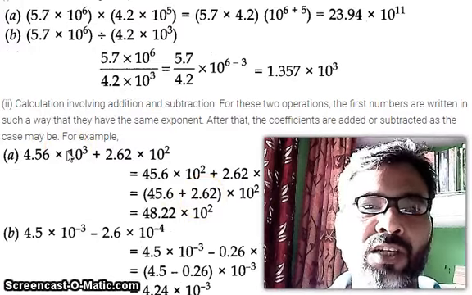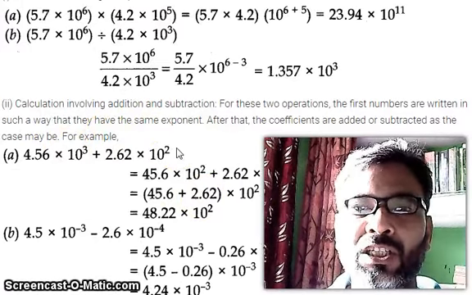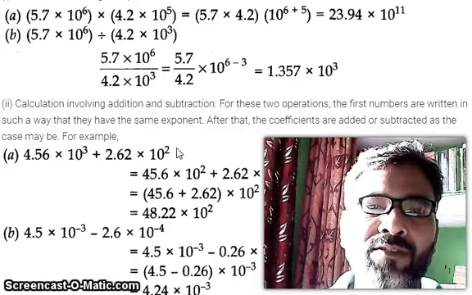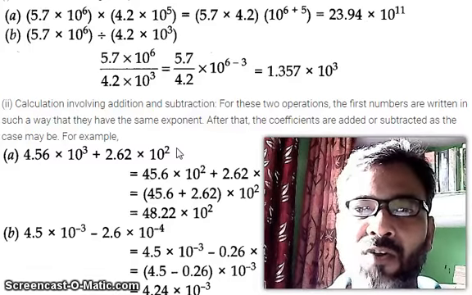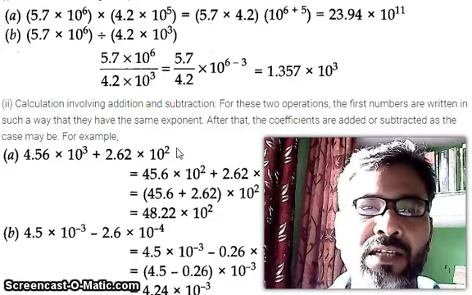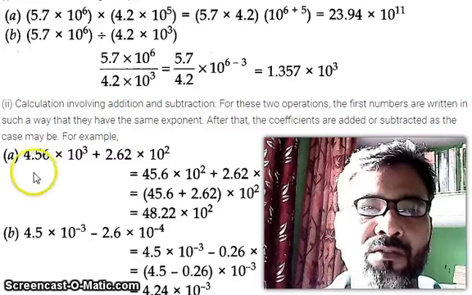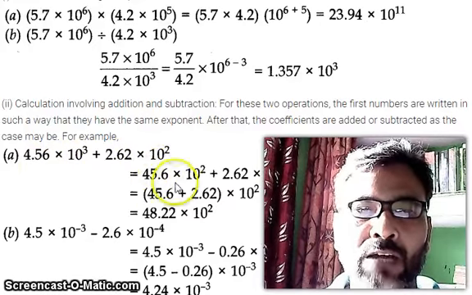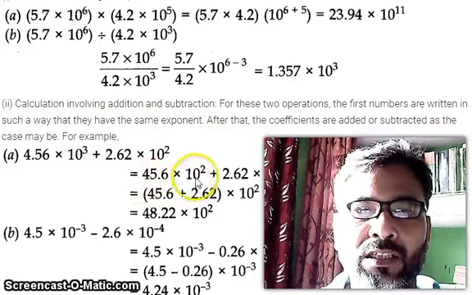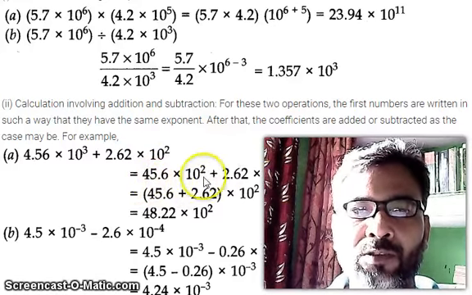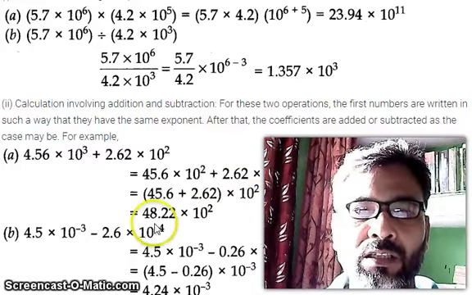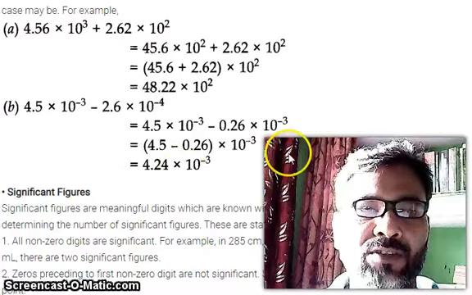Now, calculation involving addition and subtraction. For these two operations, the numbers are first written in such a way that they have the same exponent. After that, the coefficients are added or subtracted as the case may be. For example, 4.56 into 10 to the power 3 plus 2.62 into 10 to the power 2. Now you can see here, the powers are made the same, then take the common 10 to the power 2, then the answer becomes like that. In the same way this.